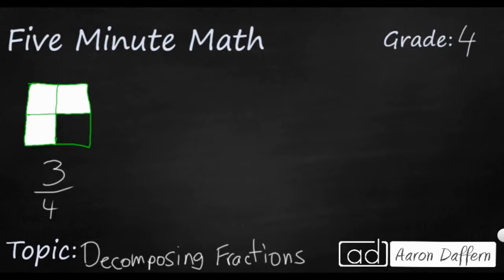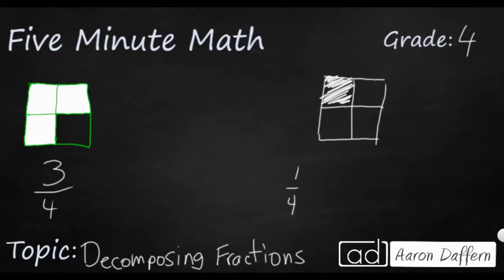So let me slowly build this up right here. If I want to build 3/4 from scratch, what I would do is I would do it like this, and I would shade in one at a time. And so I would do 1/4, and then I would do another 1/4, and then I would do this last 1/4, and I would get my 3/4. And so what we need to see is that these two expressions are the same. 3/4 is the same as 1/4 plus 1/4 plus 1/4.